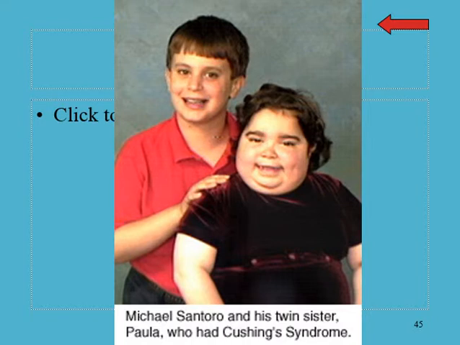What would that look like? Is it like a hump? A hump. Right. This is Cushing syndrome, from excess cortisol.